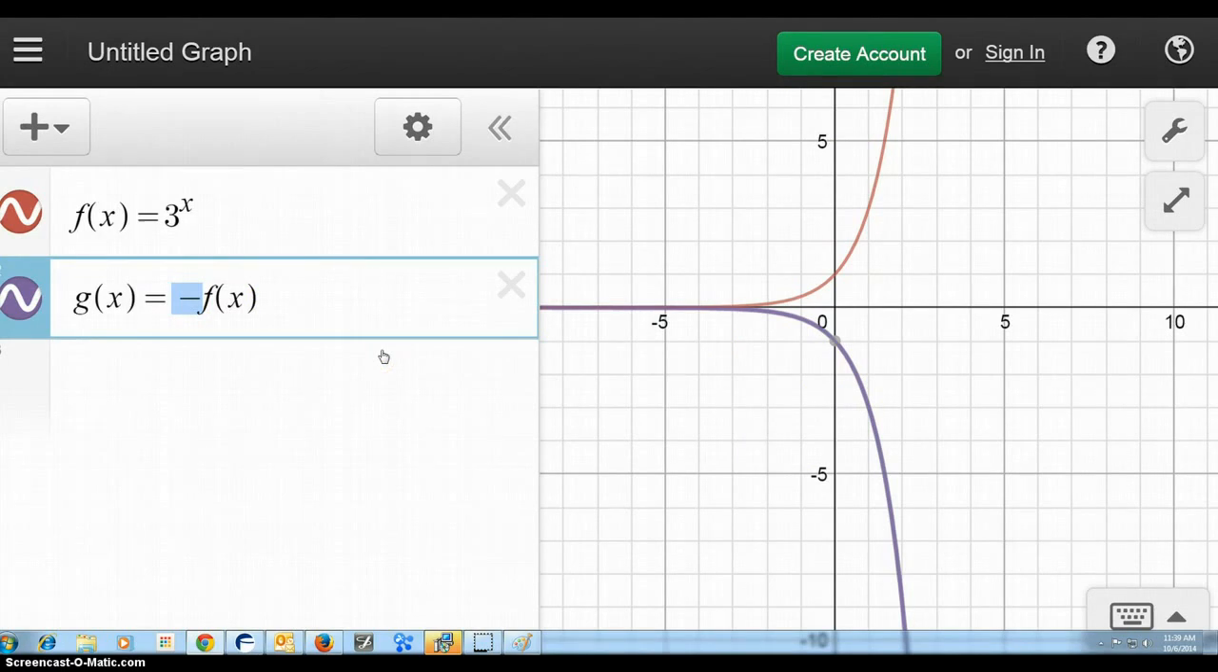For 31 and 32, you just have to determine which kind of reflection that is, whether it's vertical or horizontal. And for 37 and 38, you have to identify what kind of transformation is happening. So you can type them in and figure it out, visually see it. But spend a lot of time studying the different ways that you can reflect a function, whether it's horizontal or vertical.